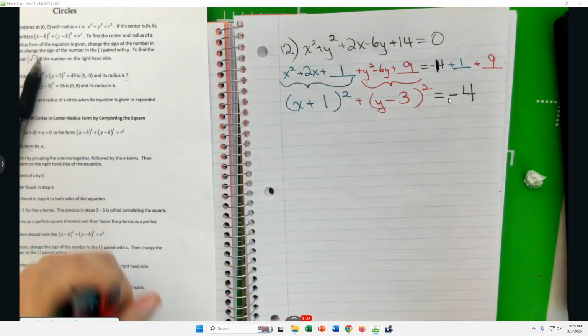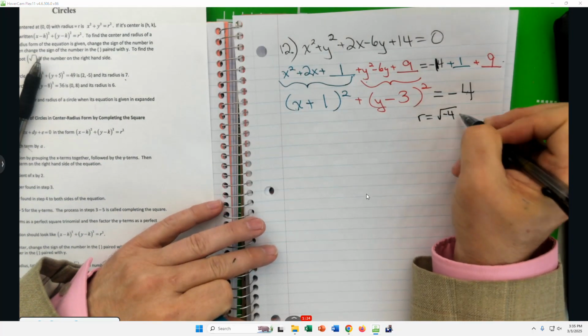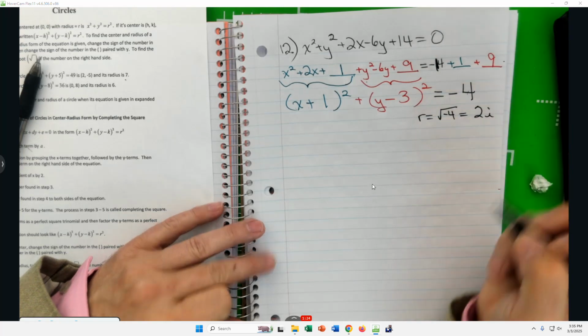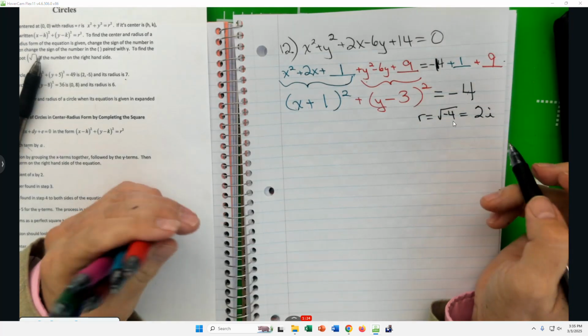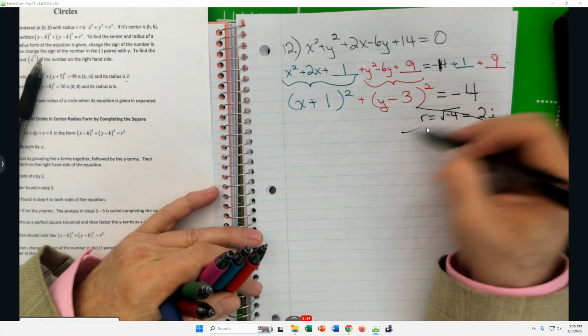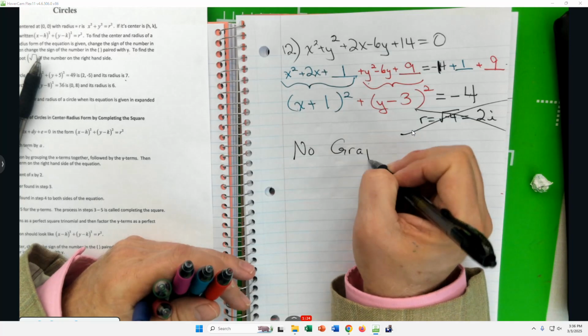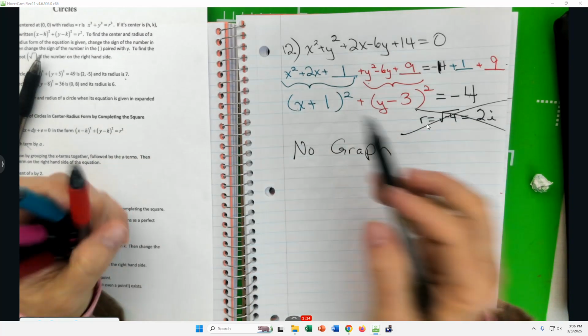That negative, when you try to take the square root of -4, that would give you 2i. You have an imaginary circle. There's not a physical circle. You can't draw it. It is meaningless. There is no graph. Not even the center point.